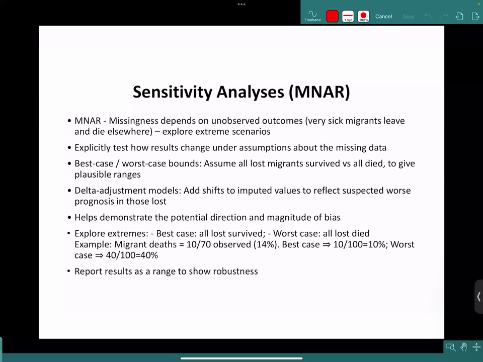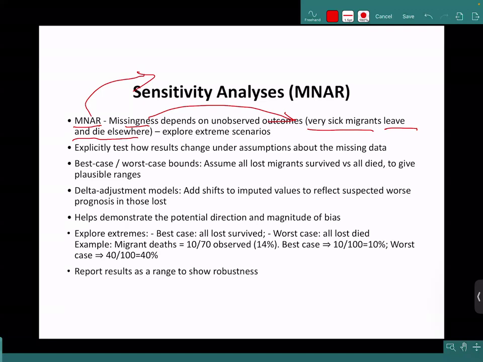The next one is sensitivity analysis. Now, when the missingness is not at random, it means that your missingness itself is associated with the outcome. So very sick migrants leave, they are lost to follow-up, and you feel that this is going to increase the probability of death. So your missingness is associated with the outcome. That is the time you do this sensitivity analysis. This is very simple. You consider the best case and the worst case scenario. That is, you assume that all the migrants have survived and do your analysis, and you assume that all the migrants have died and you do your analysis.